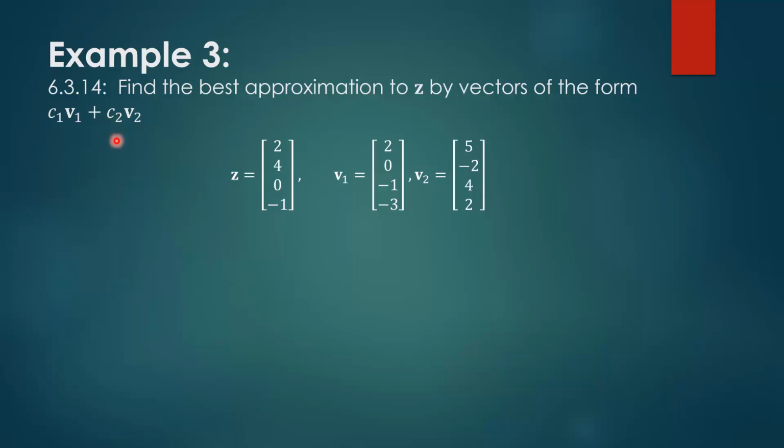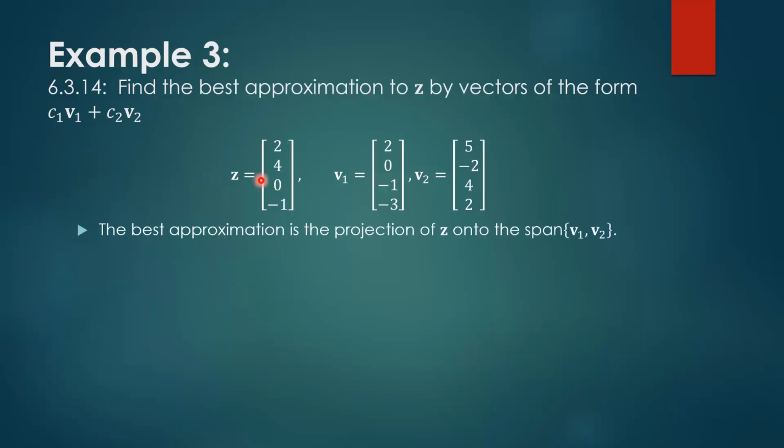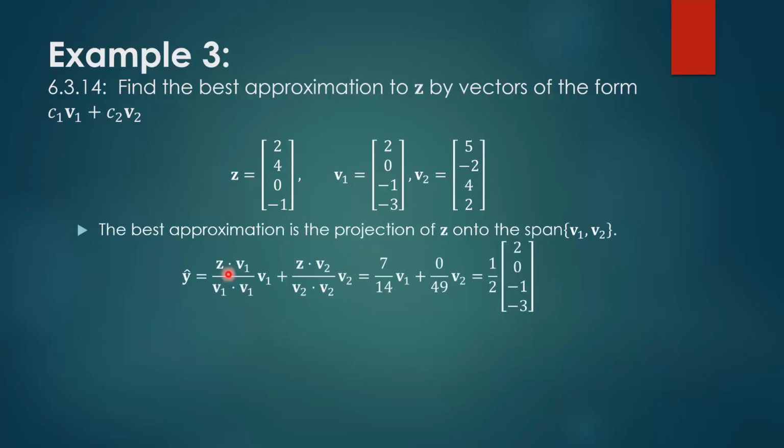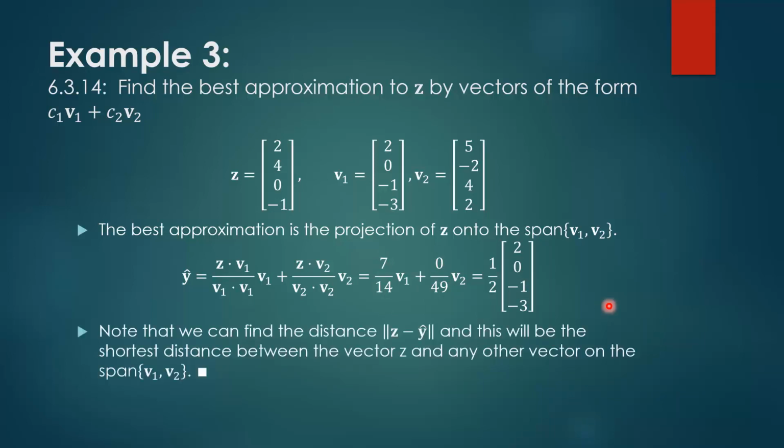and then this is going to be the best approximation. Essentially what we're going to be doing is solving for c1 and c2, and again we're going to use that same formula where c1 is z dot v1 divided by v1 dot v1, and then c2 would be z dot v2 divided by v2 dot v2. So those c1 and c2 values, the weights that you get, would be basically 1/2 and 0, and so this is the value that we get.